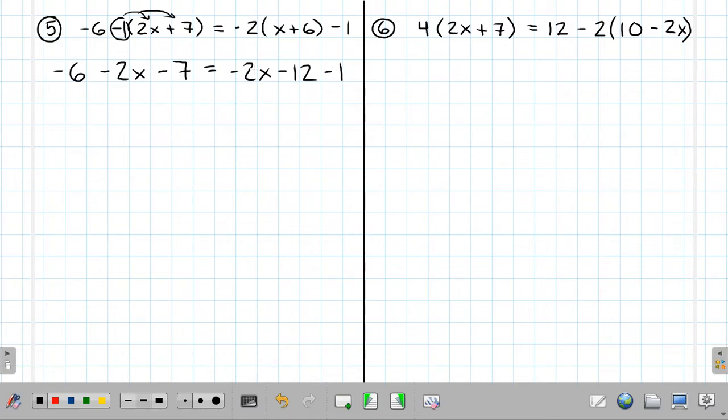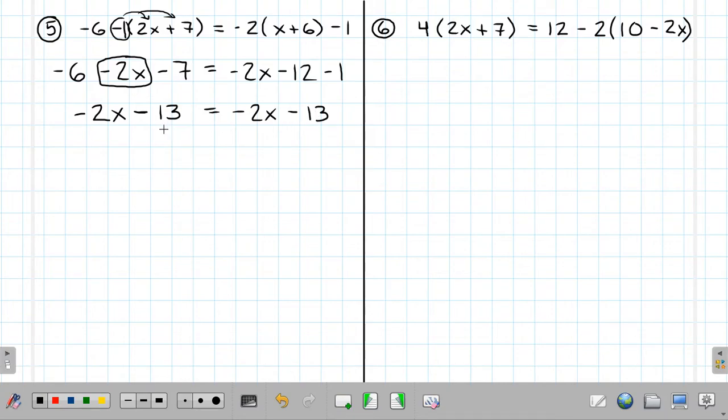And then we got some issues here where we can clean up a little bit on the left-hand side. So I'm going to rewrite this as -2x. That's the only variable term. Well, then we've got -6 minus 7, which is a -13. So once again, that's the constant term minus a constant term gives me a negative constant term. So -13, -2x, -12 minus 1 is also -13.